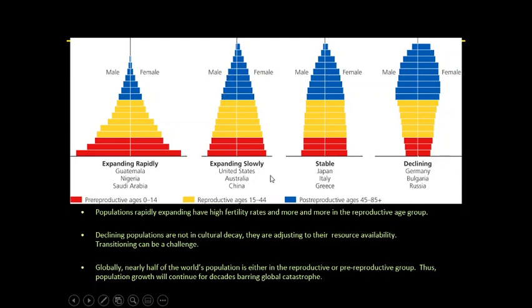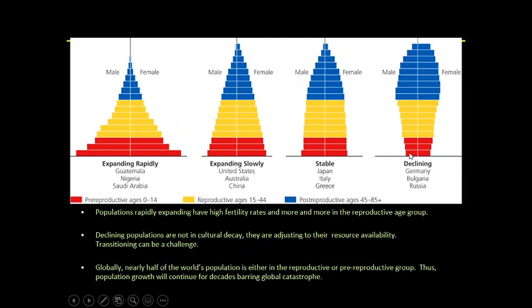Okay. Some countries in the world are stable or near stable. Japan, Italy, and Greece are some of those countries. And then some countries are actually declining. And actually, Japan, Italy, and Greece are projected to get into this declining category if they haven't already. Russia, Bulgaria, Germany are a couple of examples here.